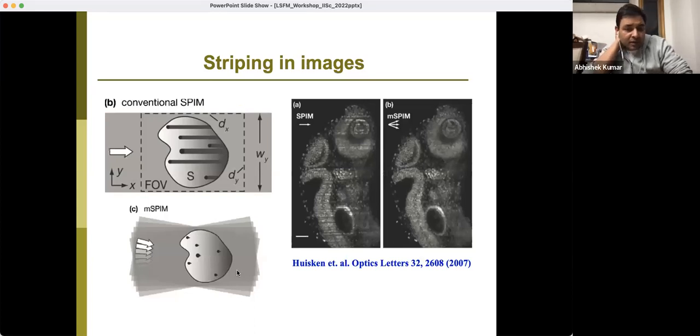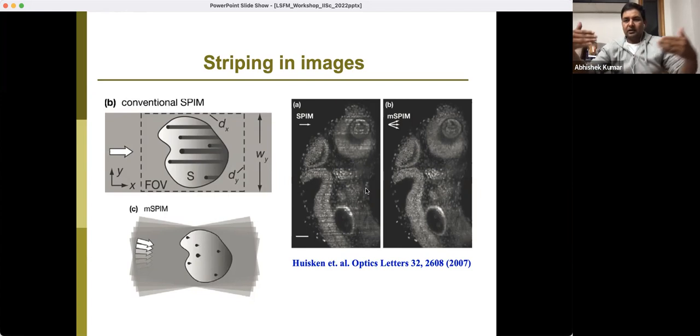The other artifact or image degradation you will notice is if you look at samples which have a lot of absorbing or scattering centers. You will see this shadowing because your illumination is coming from the side. So if there is a particle which either scatters or absorbs, then you are not going to illuminate anything behind that. And there are different ways, like Jan Huisken and others implemented this pivoting of the beam. So basically you take this illumination and you tilt it very fast. And the average effect of that minimizes some of this shadowing effect.